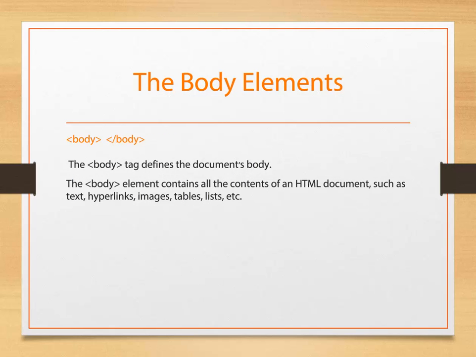The body tag defines the document's body. The body element contains all the contents of an HTML document, such as text, hyperlinks, images, tables, lists, etc. This is where all of your content will start. It will start in the opening tag, and after the closing tag, that's typically where we would close out our HTML tag as well.